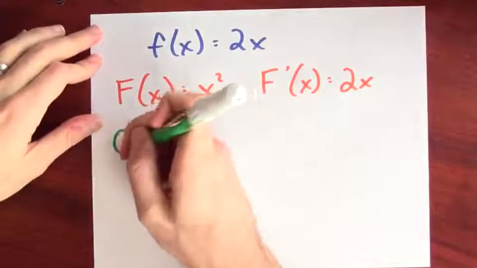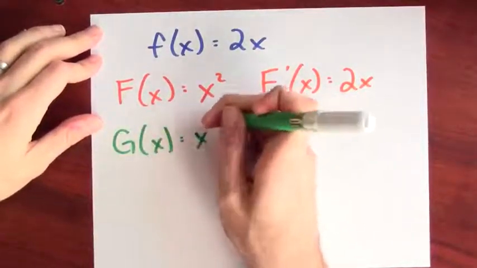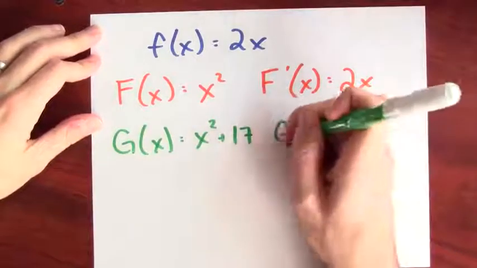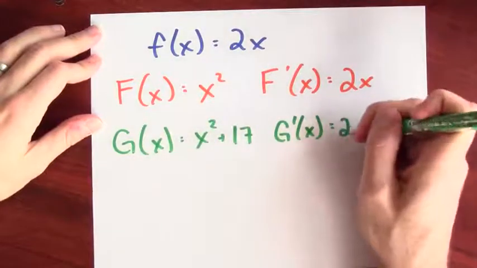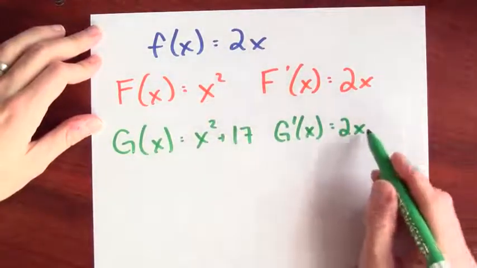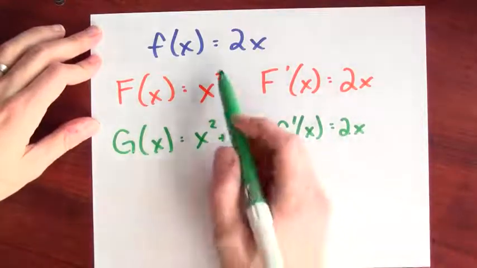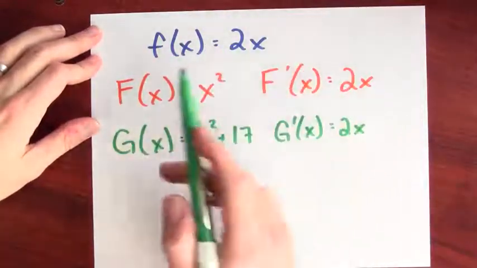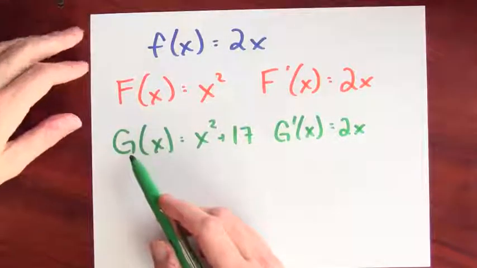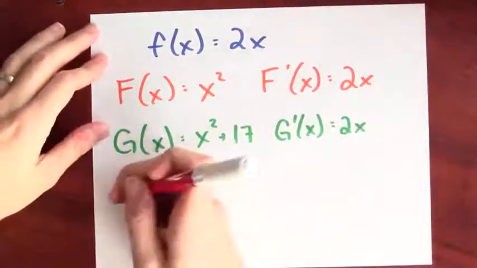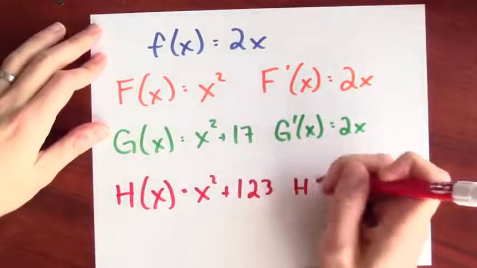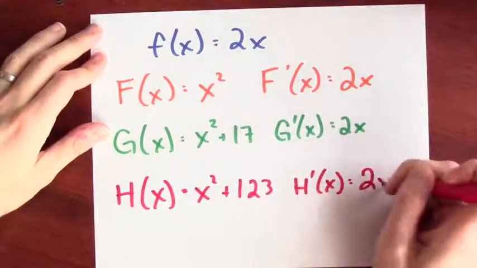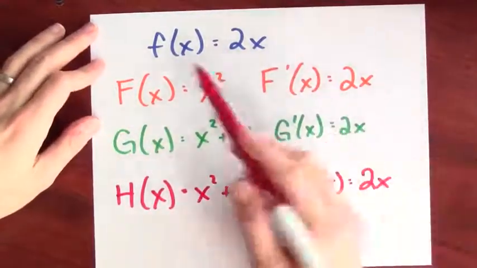Okay, good. Now, can we think of another function whose derivative is 2x? Well, yeah, think about this function, big G of x, which I'll define to be x squared plus 17, and big G's derivative is the derivative of this sum, which is the derivative of x squared, which is 2x, plus the derivative of 17, which is 0. So big G differentiates to little f, and that means another antiderivative for little f is big G. Okay, great. Now let's think of yet another function whose derivative is 2x. Yeah, I can play this game all day. Big H of x is equal to, say, x squared plus 123. Big H differentiates to 2x again, so big H is another antiderivative of little f.